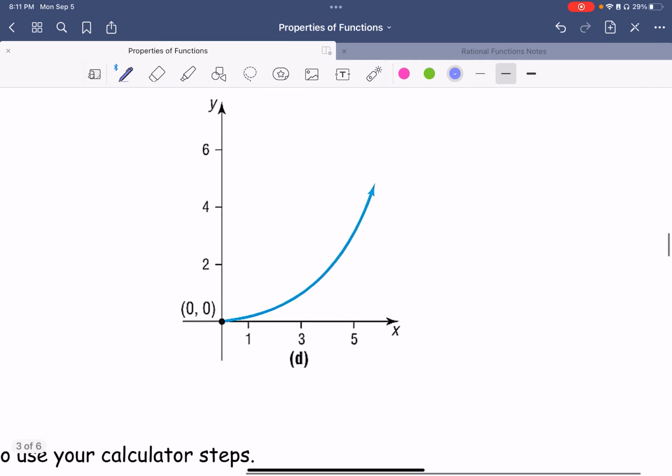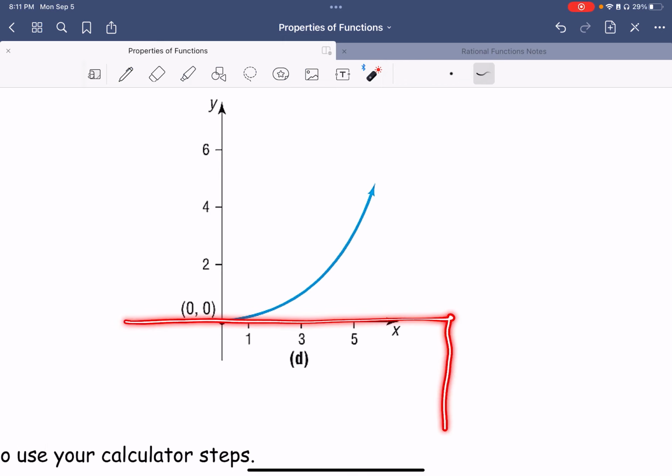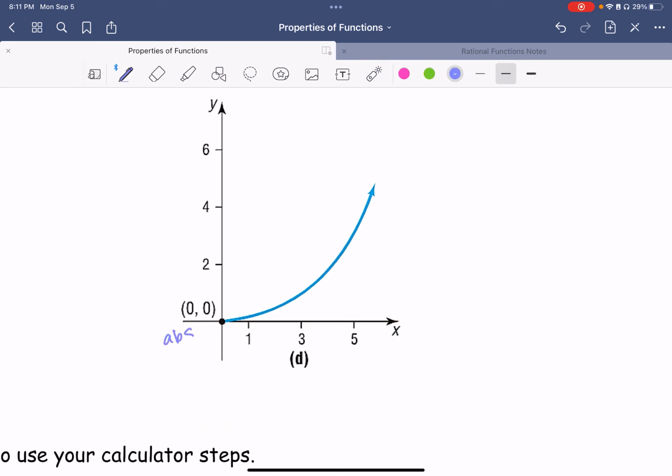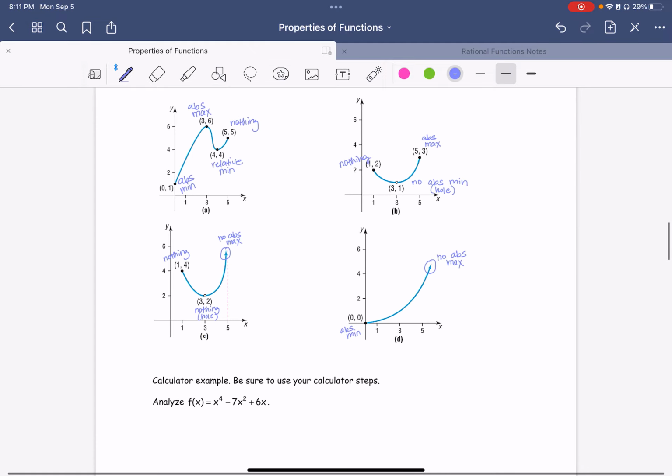Let's try the next one. Okay, so if I draw a line through here, notice there's nothing below this, so this has to be the absolute minimum. And it is an endpoint, but endpoints can be absolute extrema, so this one is good. And again, arrow means there's no absolute maximum. Okay, so we're done with that one. Let's move on to a calculator example.